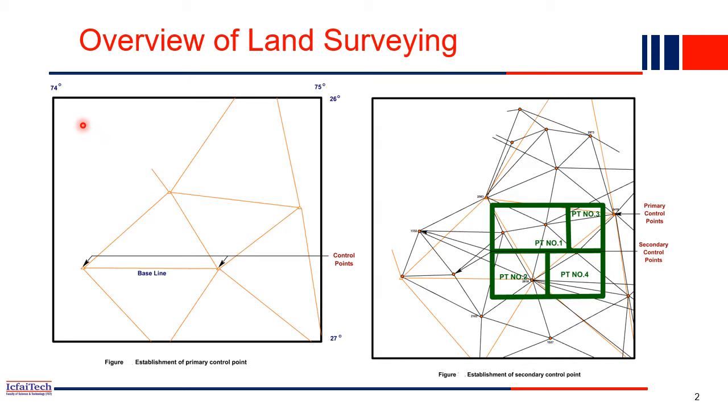We want to show the important features on the earth surface, like in some region there will be a river flowing, in some region there will be big hills. All these things we have to demarcate on a map. So that is our primary goal of surveying, basically to establish the primary objects on the earth surface.